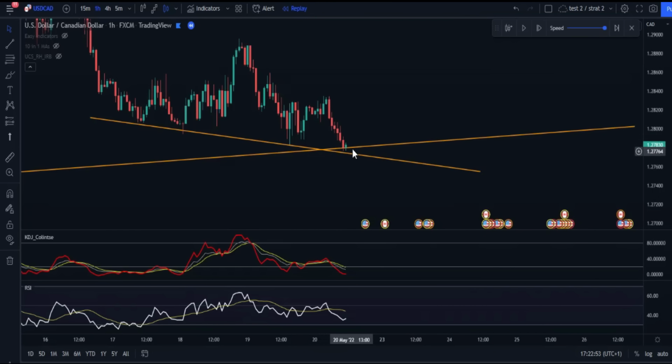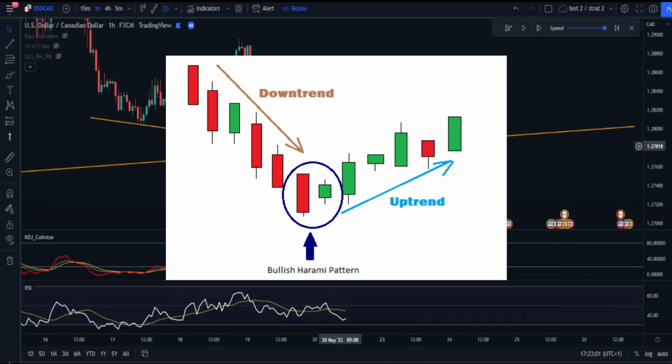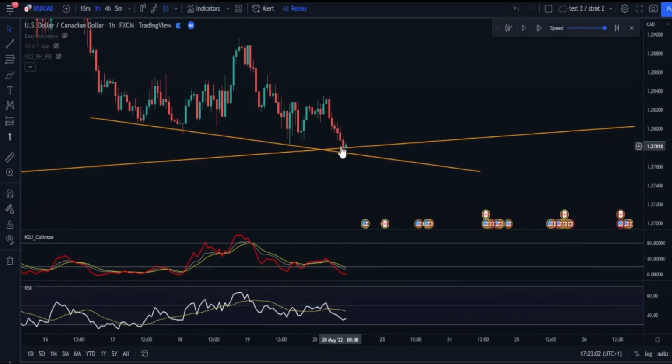On the 4-hour chart, we found hammer candles in this area, and here, at 1-hour frame, we find a green candle that rebounded at the trend line, and it also represents a bullish Harami pattern, and this is evidence that there is a buying momentum in this area. And when we see the indicators, we find that the KDJ indicator is in the oversold zone, and the RSI indicator is also moving in the oversold zone.